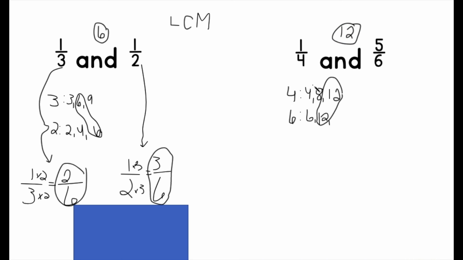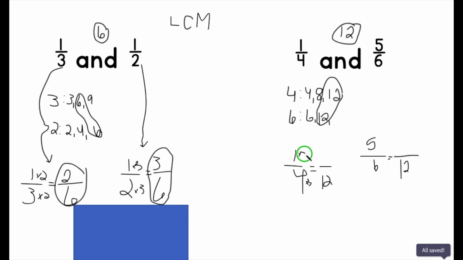So now I'm going to turn those fractions, 1/4 and 5/6, into something with 12 as a denominator. So I'm going to rewrite 1/4 equals something with a 12 as a denominator. And then I'm going to write 5/6 with something as a 12 as a denominator. And then I got 4 times what equals 12? 4 times 3. Whatever I do to my denominator, I have to do to my numerator.